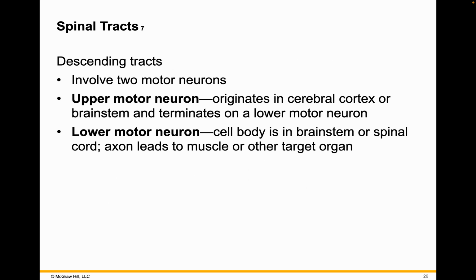The descending tracts involve two motor neurons, an upper motor neuron and a lower motor neuron. The upper motor neuron originates in the cerebral cortex or the brainstem and terminates on a lower motor neuron. That lower motor neuron cell body is within the brainstem or spinal cord, and the axon leads to the muscle or whatever target organ it is supposed to.